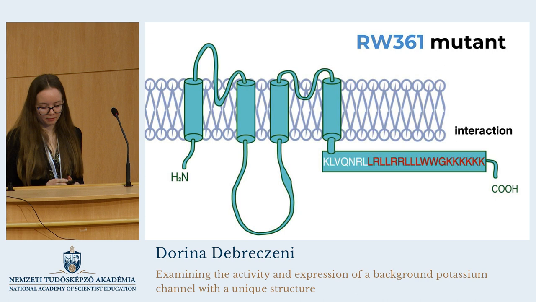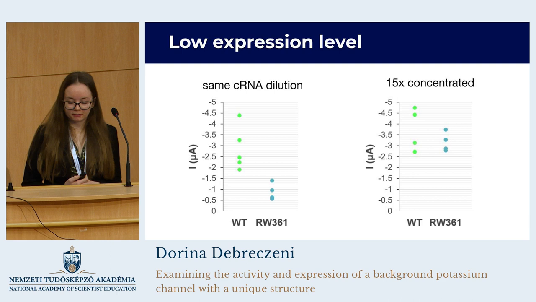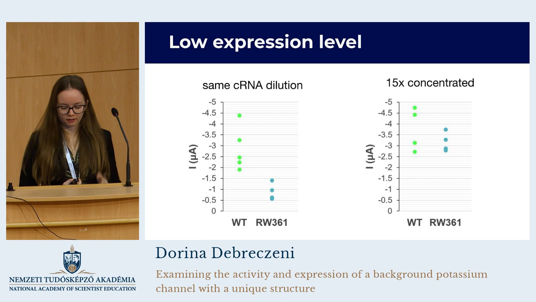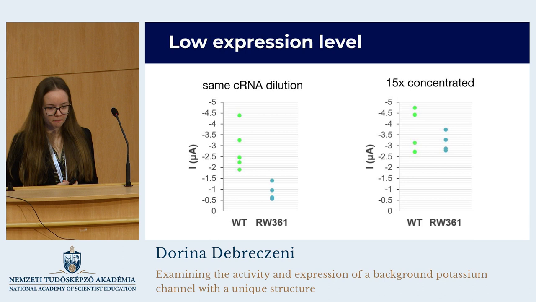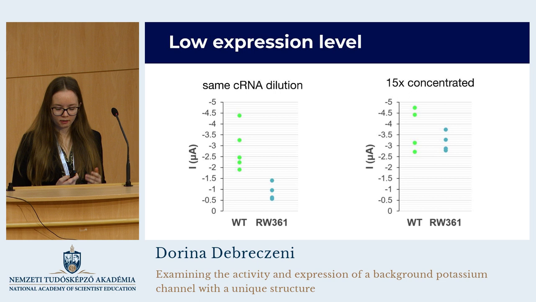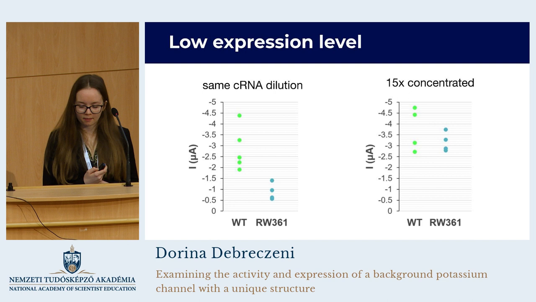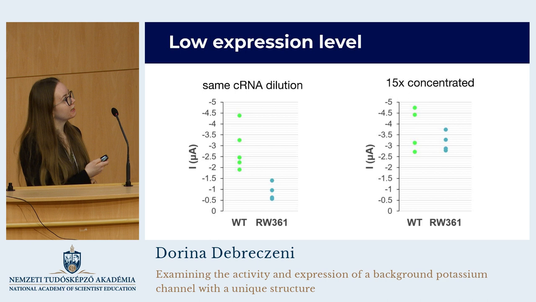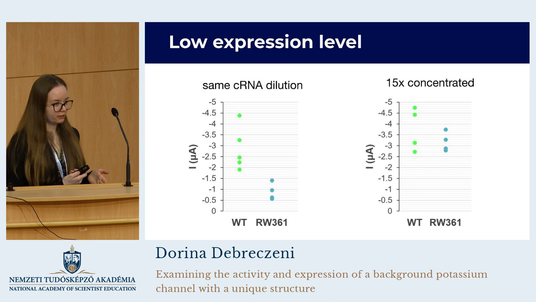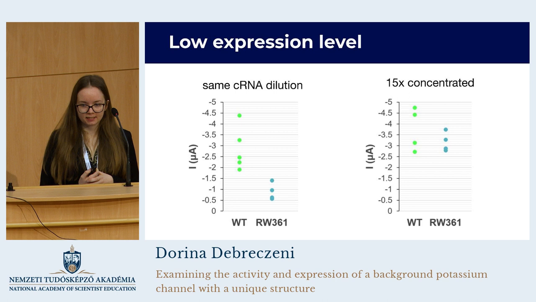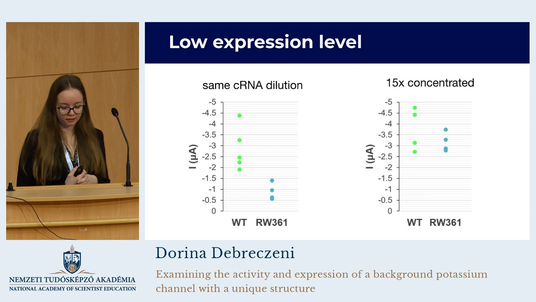Here, each data point represents the potassium current of an oocyte expressing the wild type or the RW61 TRESK channels. In the traditional measurements with the oocytes, the mutant with the hydrophobic and positively charged C-terminal region gave a significantly smaller potassium current compared to the wild type. In order to be able to compare those constructs, we increased the amount of injected cRNA, in order to obtain similar basal currents as in the case of the wild type.